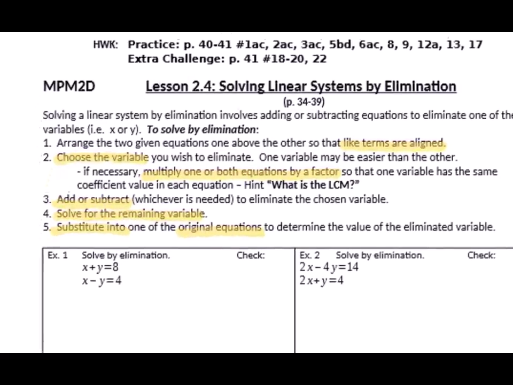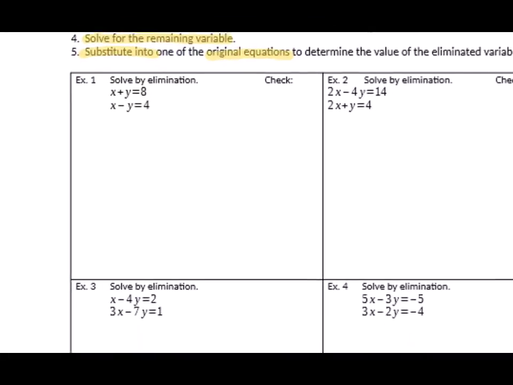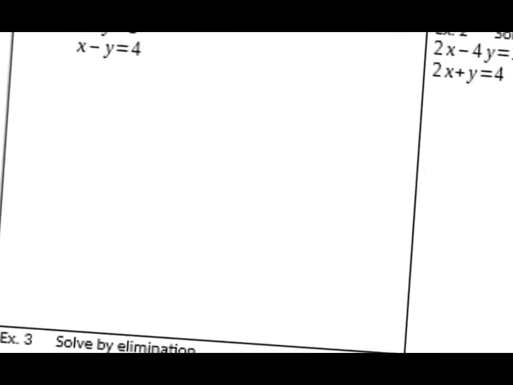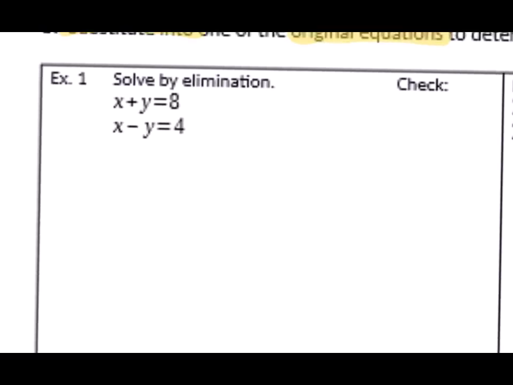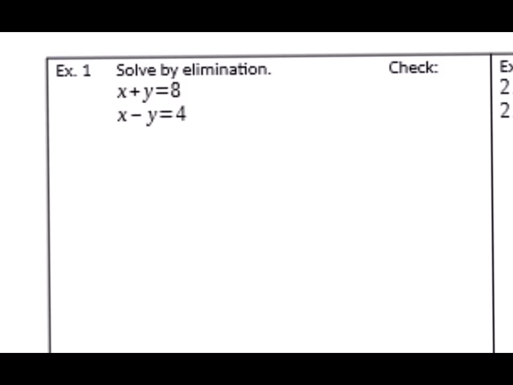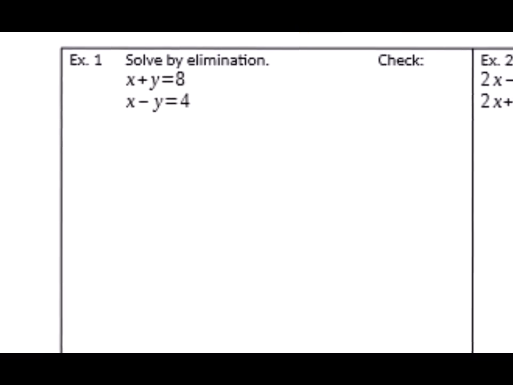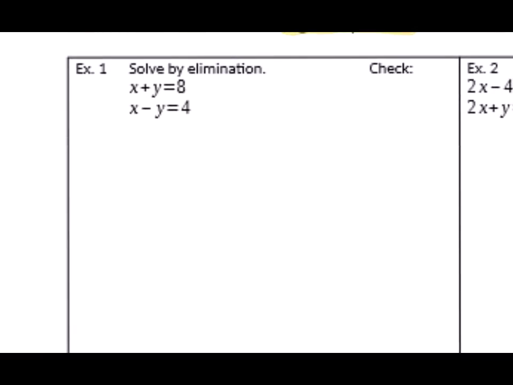Now, let's begin our first problem. We're going to solve by elimination. So now we have this new equation, x plus y is equal to 8, and x minus y is equal to 4. Both equations have an x term, so in this case, both of them have the same coefficient. So what we're going to do is we're going to subtract them, okay?